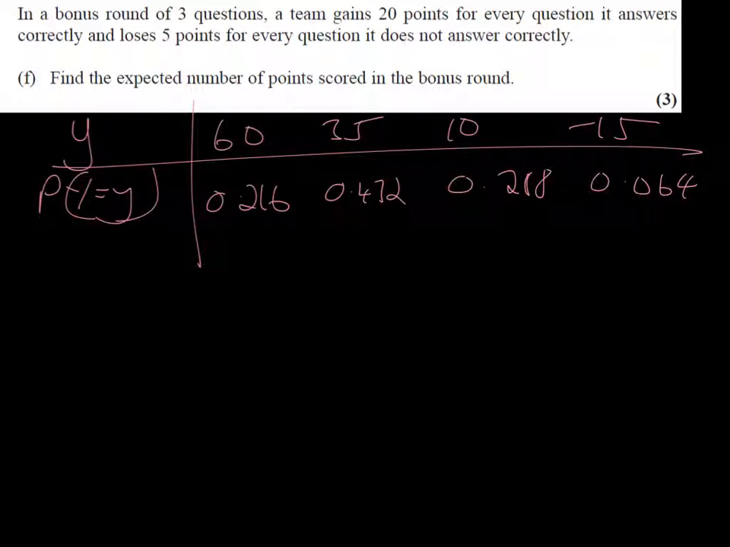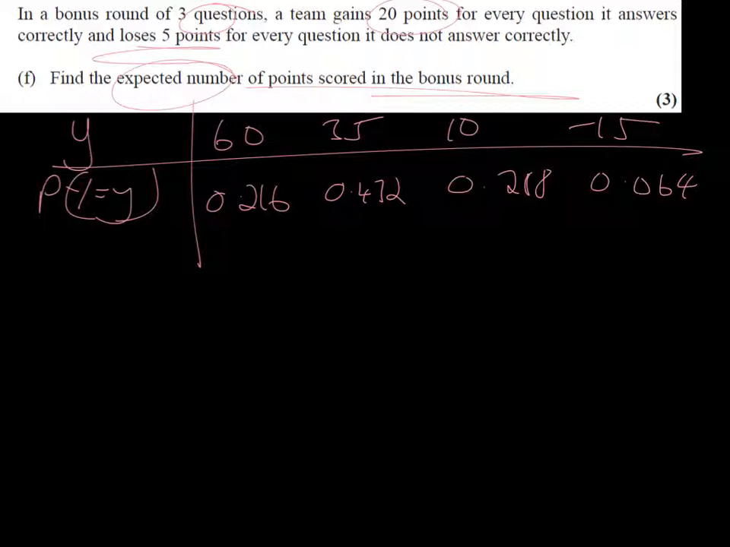In the final part of the question, then, we're taken to a bonus round of 3 questions where each team can get double points, so 20 points for each question it gets correctly, whilst it still loses 5 points for every question that is incorrect. And again, we're asked to find the expected number of points in this round. So the first thing you're going to have to do here is draw up a probability distribution function.